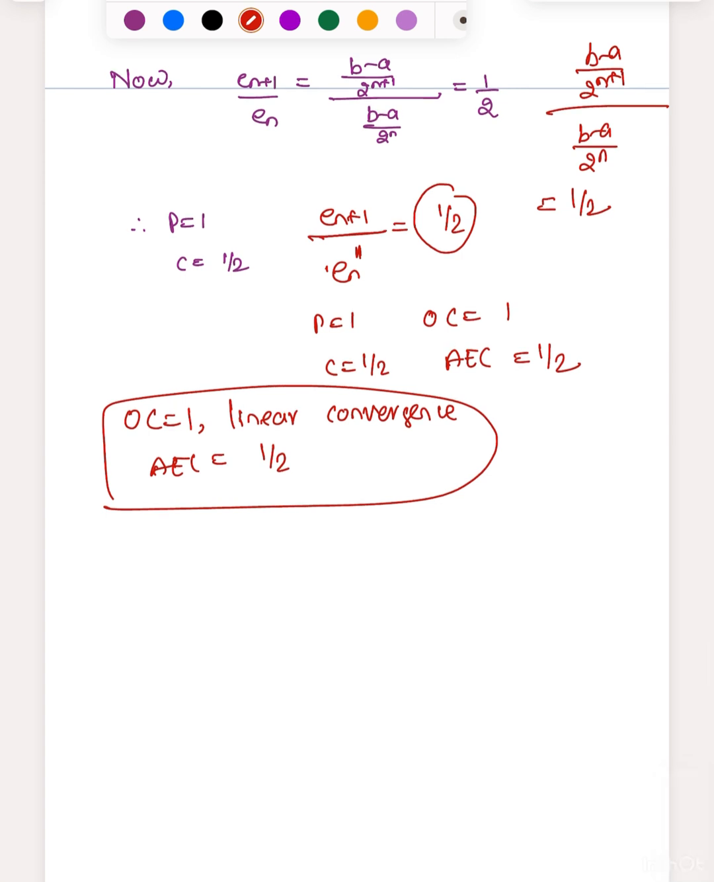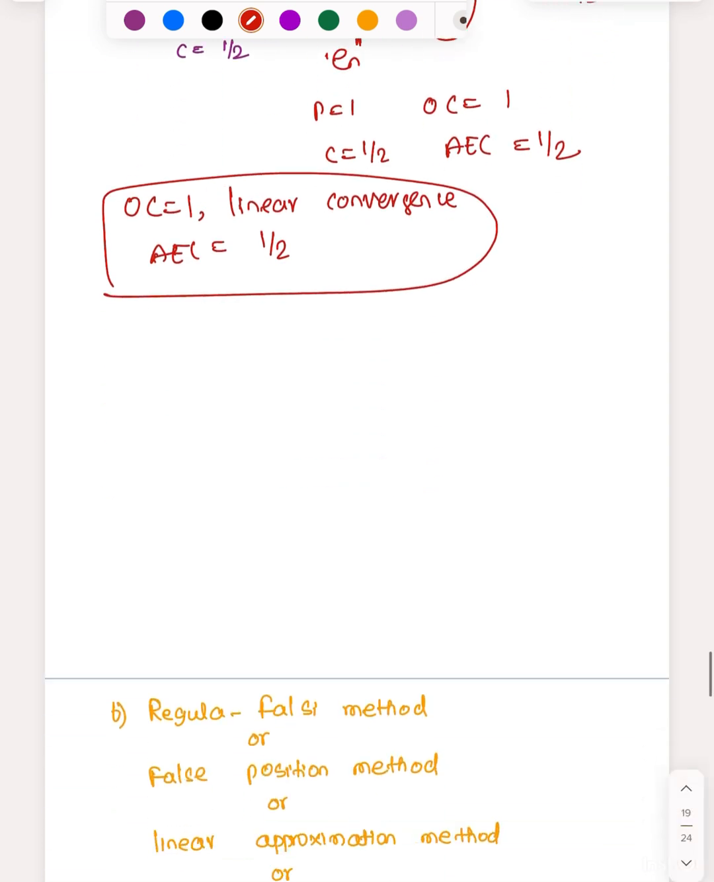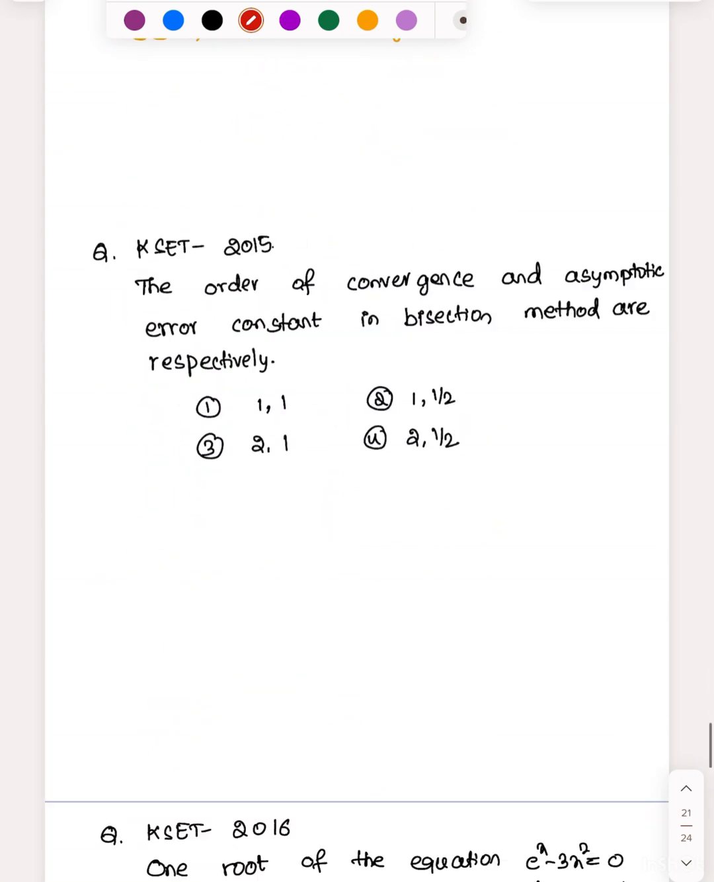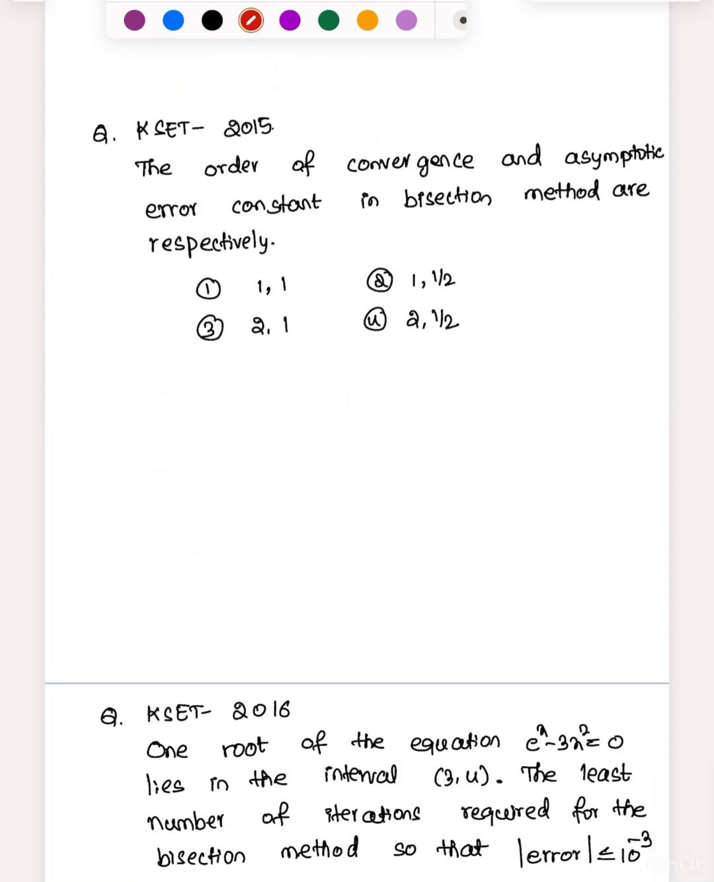Now we will see some questions on the bisection method which have been previously asked in different exams. Question of KSET 2015. The order of convergence and asymptotic error constant in the bisection method are respectively. Option A says 1, 1, option B 1, 1 by 2, option C 2, 1, option D 2, 1 by 2. Just now we have studied the order of convergence is 1, and the asymptotic error constant is half.